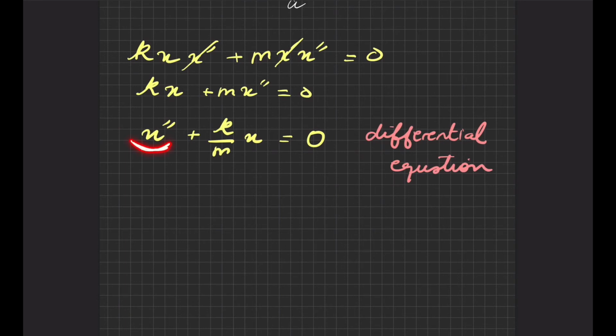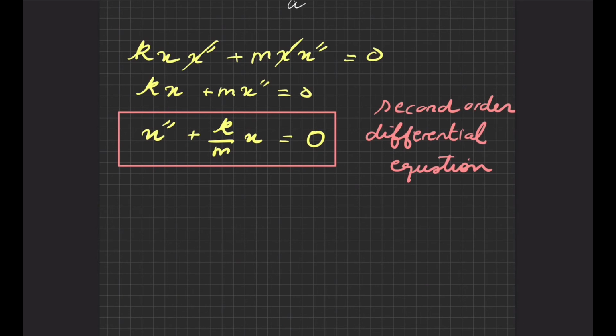Now, because the derivative we have here is not the first derivative, but is derived twice, we call it a second order differential equation. If let's say we had x prime here, not x double prime, it would be a first order differential equation, but because we have x double prime, we call it a second order differential equation. That's the name of this equation. Let's put it inside a pink rectangle.